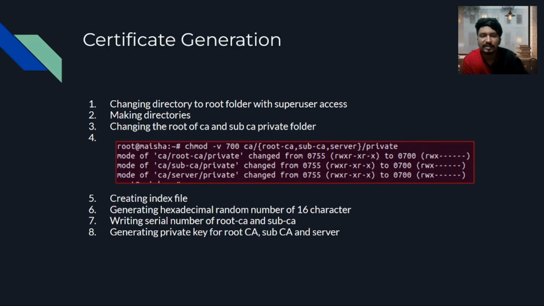Making directories. The mkdir -p command is used to create multiple directories in a hierarchical structure. Changing the root of CA and sub-CA private folder. The chmod 700 command modifies the permissions of the specified directories to read, write, and execute for the owner and no access for the group or others.